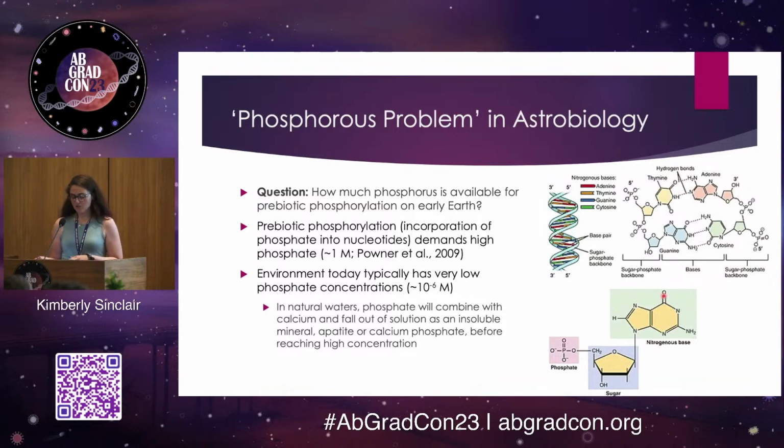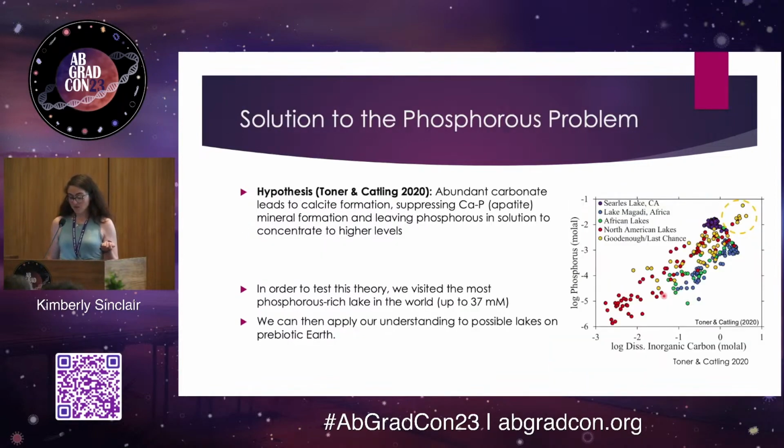And that's because in natural waters, phosphate will combine with calcium and fall out of solution as an insoluble mineral known as apatite or calcium phosphate before reaching very high concentrations. So there's a bit of a problem here, and that's what we call the phosphorus problem. We've proposed a solution to the phosphorus problem.